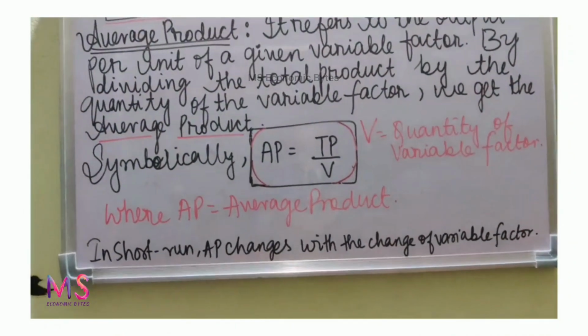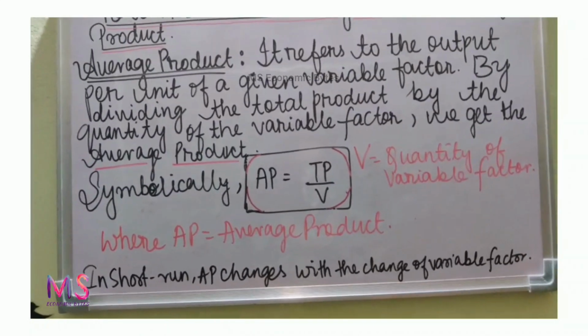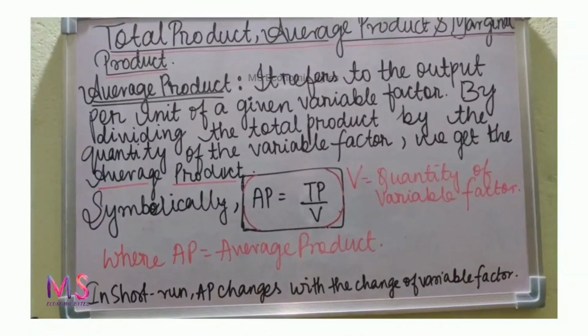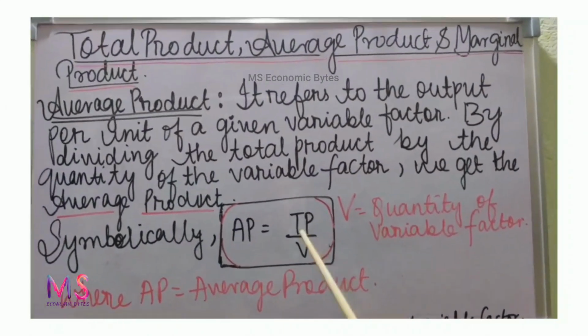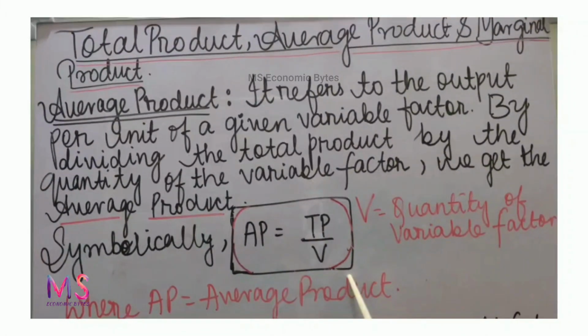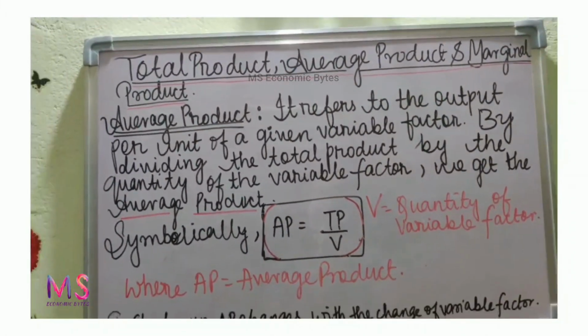So in the short run, AP, that is average product, changes with the change of variable factor. When V changes, average product will also change.